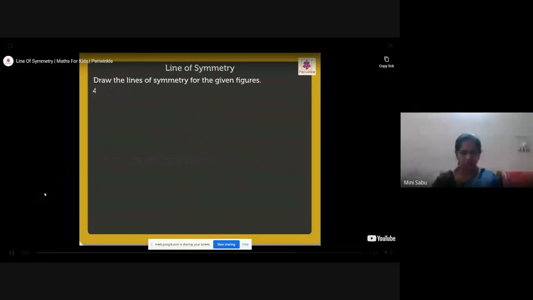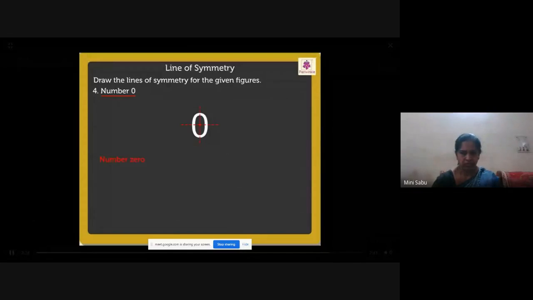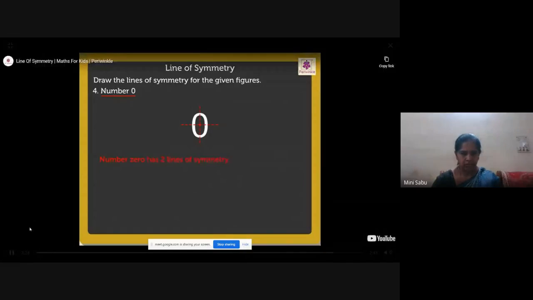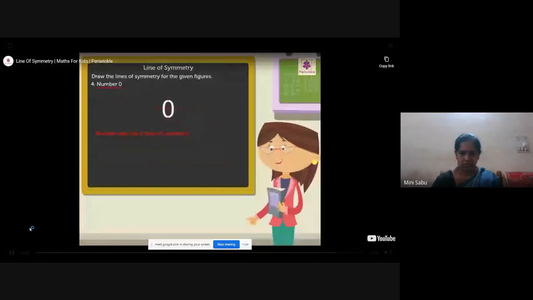Coming to the last figure, number 0. Here, we can divide the number 0 into 2 equal halves by folding it vertically or horizontally. Thus, we say that number 0 has 2 lines of symmetry. Kids, now it's time for you to practice line of symmetry on your own.